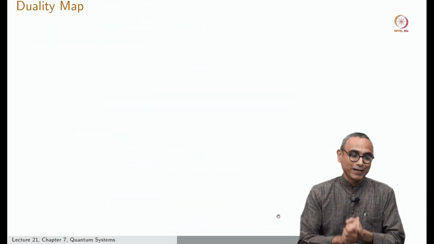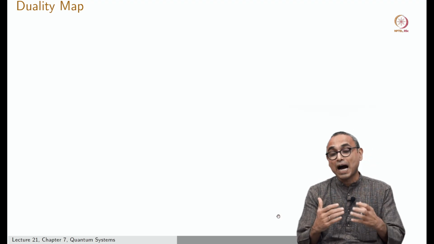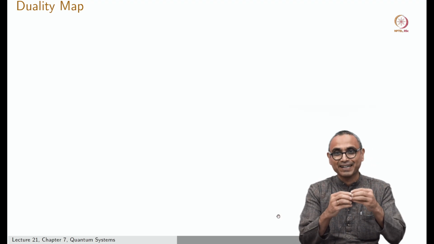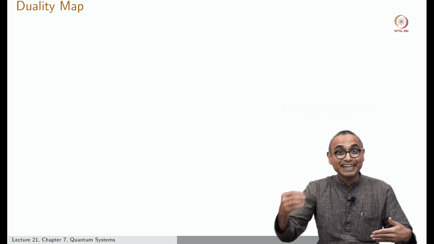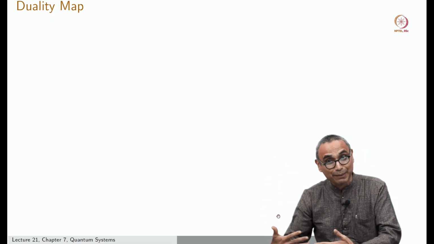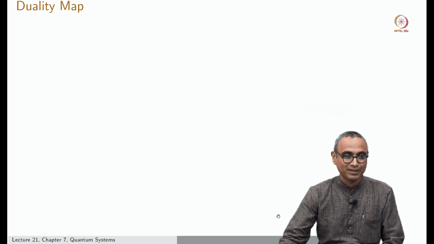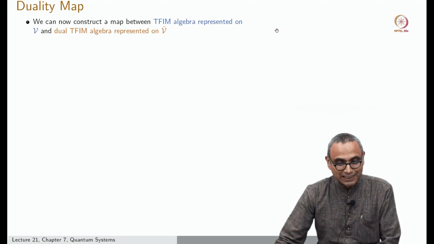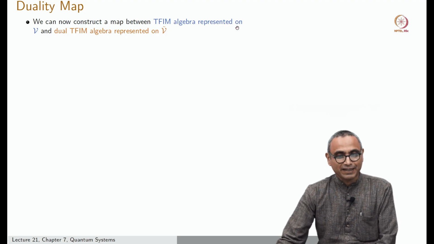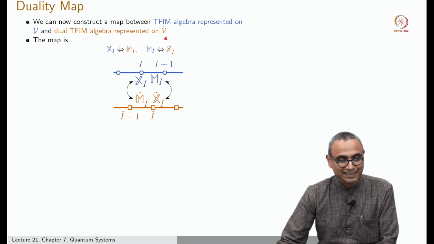Okay, what am I going to do next? What I am going to do is construct a map going from operators in my original transverse field Ising model to operators in this dual representation. So, watch this. The transverse field Ising model algebra is represented on V and the dual is represented on V tilde, and the map is like this.